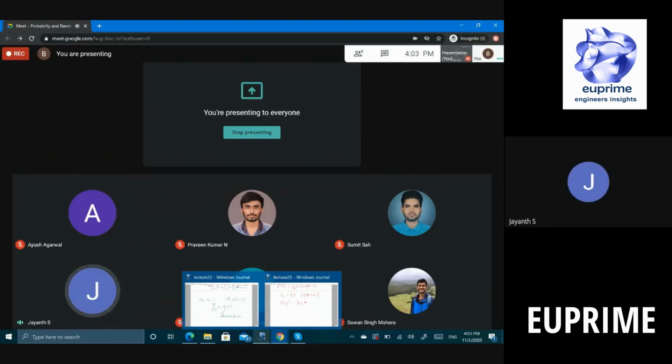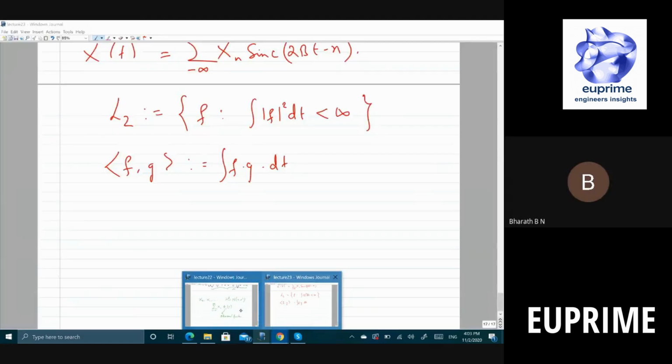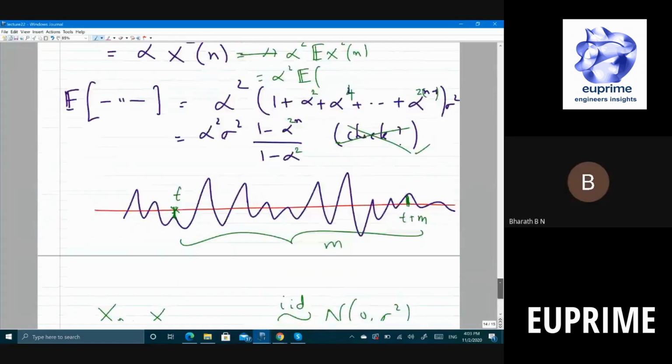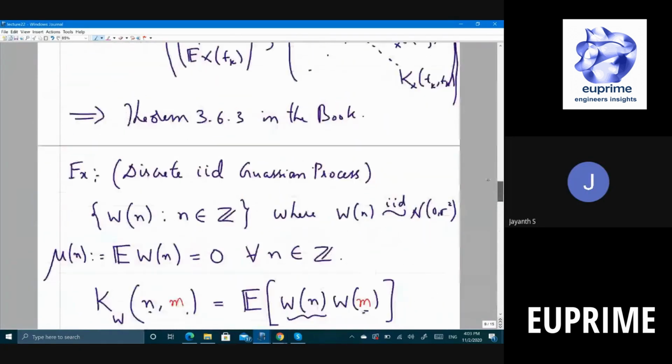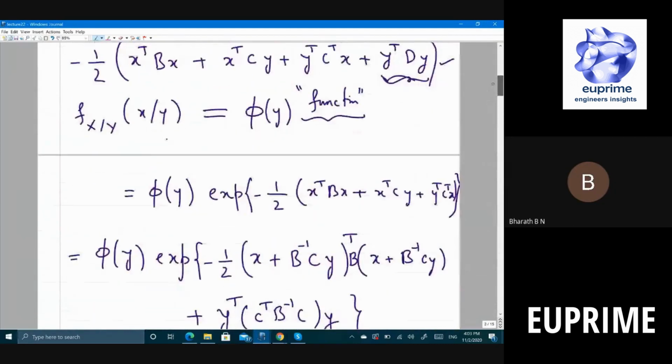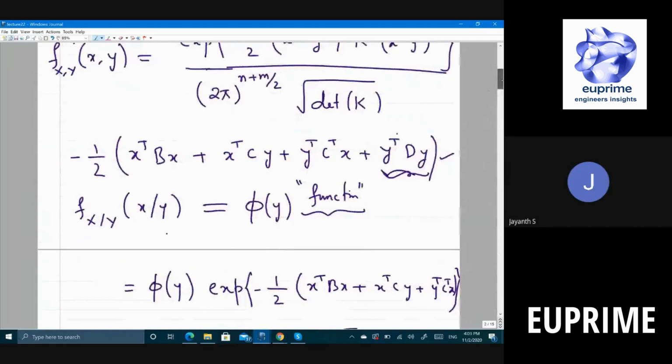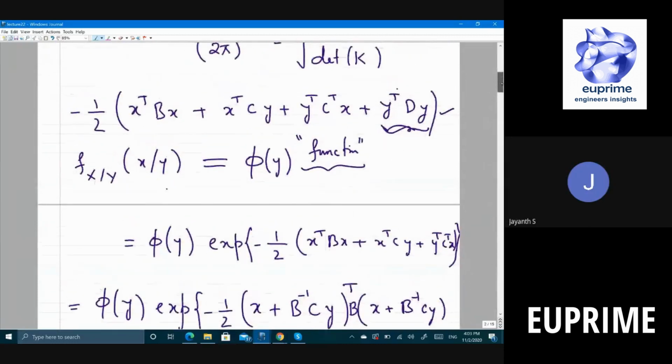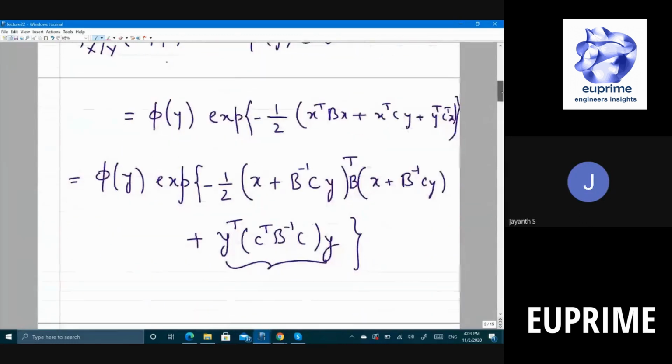Sir, while deriving the conditional probability density for jointly Gaussian random vectors, you have done the completing the square method for matrices, but I did not understand how we go in that same page from the first line to the second line. This one, right? Yes, sir. Can you go from the second line to the first line? From the first line to the second.